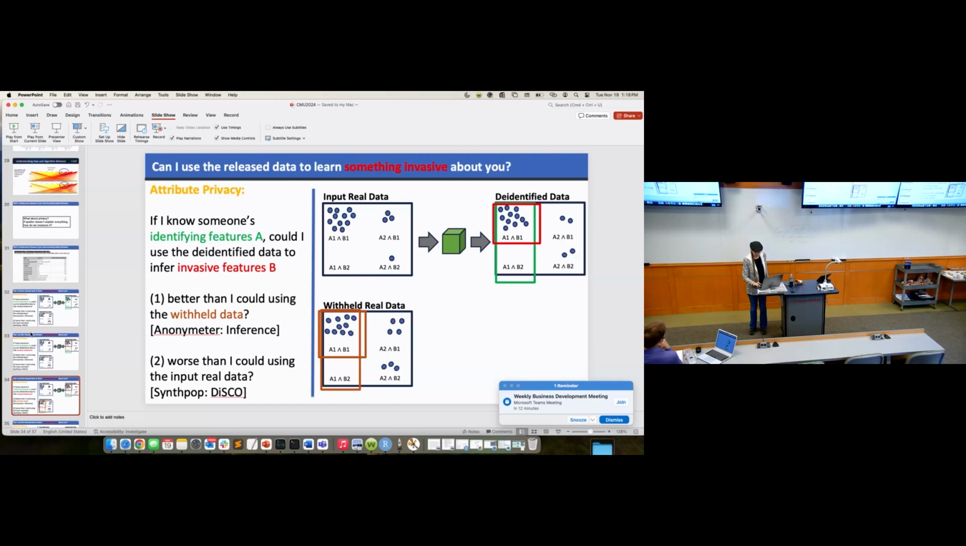Let's get a differential privacy-like definition. SynthPop wants to know that we fixed this problem up here with the input data. So did I at least make it harder to learn something about you than it was for the input data? Both are reasonable definitions of attribute privacy. Differential privacy would help with that, right?